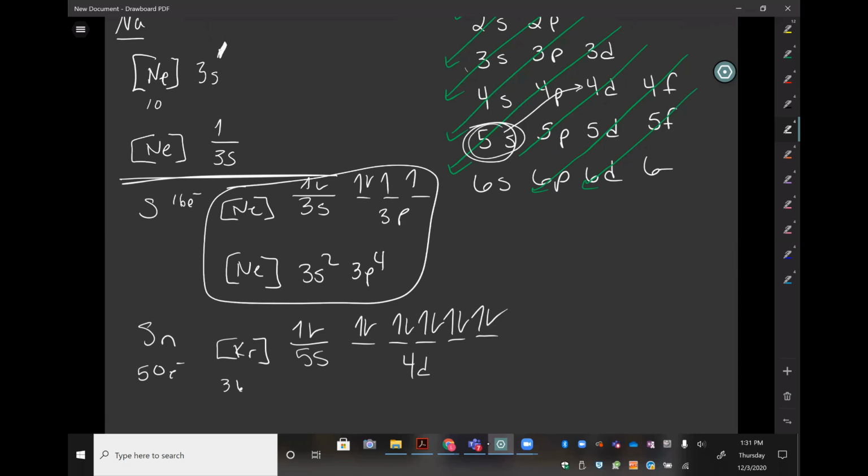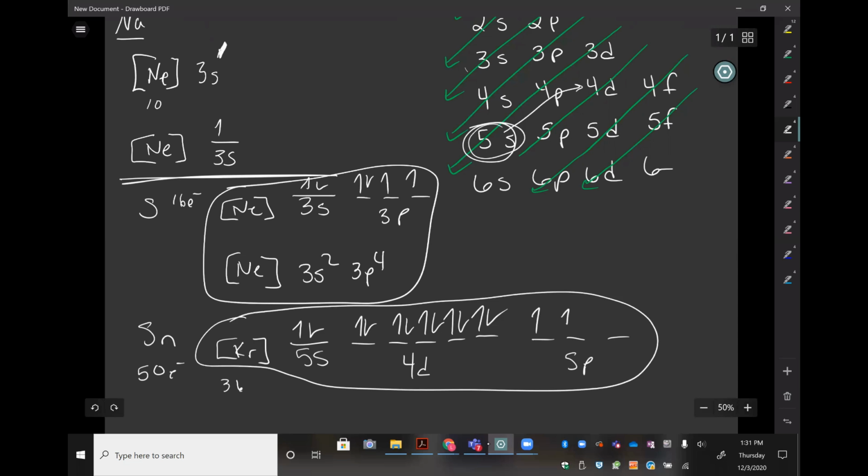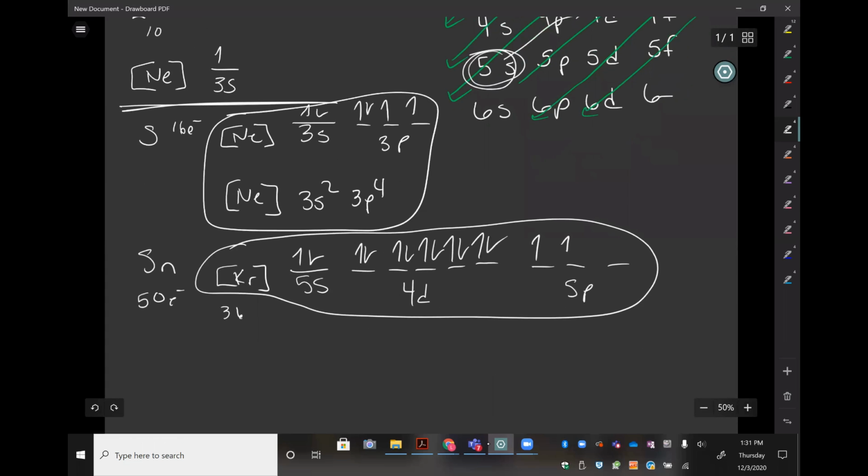After a 4d comes a 5p. We only need 2 more, and that is it. We are done. We have just successfully written the noble gas configuration for tin. Kr 5s2, 4d10, 5p2. Please remember that we haven't done any examples here, but when you do get to an f orbital, you have 7 lines with a maximum of 14 electrons.